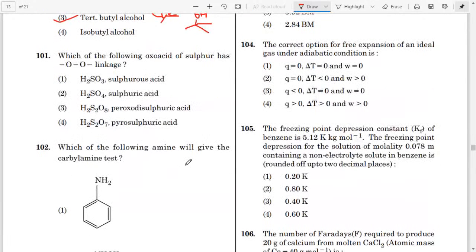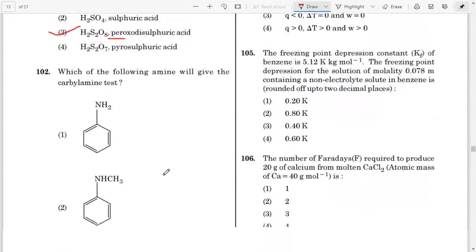Which of the following oxo acid of sulfur has oxygen-oxygen linkage? So peroxide bond. Where do you find it? Sulfurous acid, sulfuric acid, peroxodisulfuric acid, peroxysulfuric acid. H2S2O8, peroxodisulfuric acid, you will find the peroxide bond, that is the oxygen-oxygen linkage.